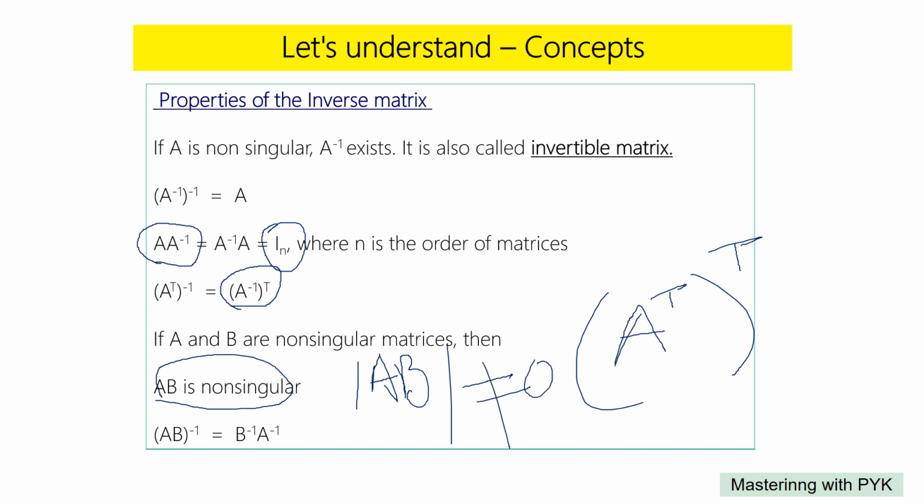Similarly, if we have AB inverse, this means a multiplication matrix inverse, which will be the same as B inverse dot A inverse or A inverse dot B inverse, right? So it can be the other way around also. So the resultant matrix does not change, right? So these are few properties which you should remember.